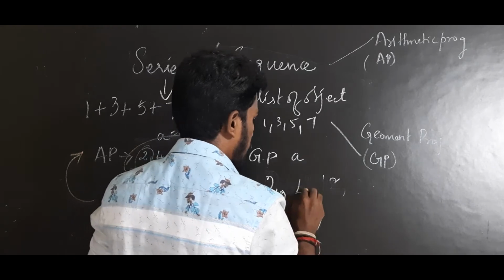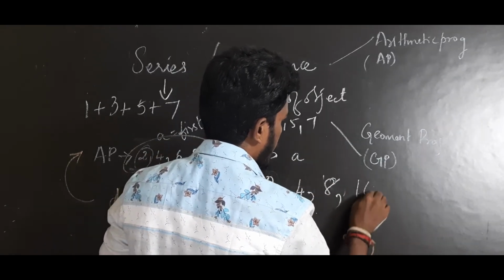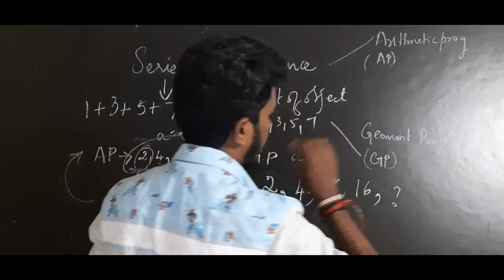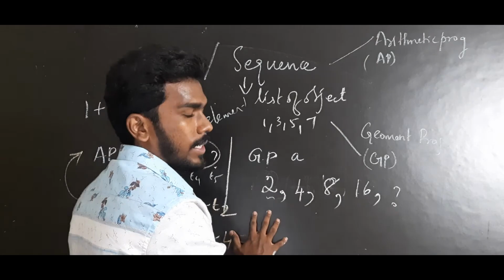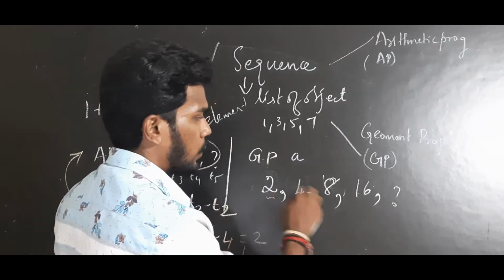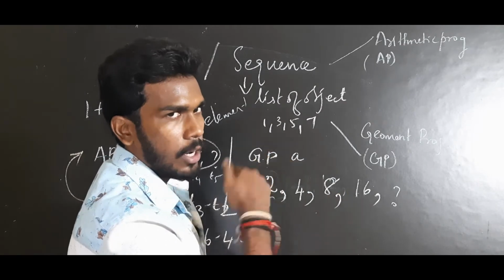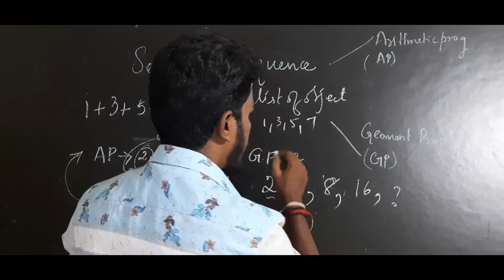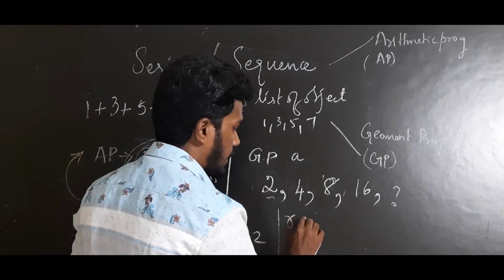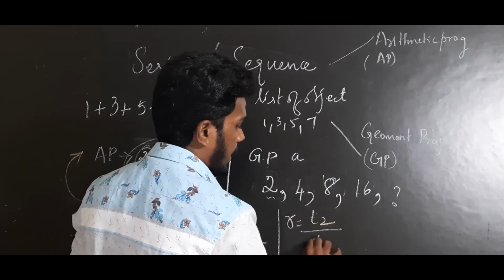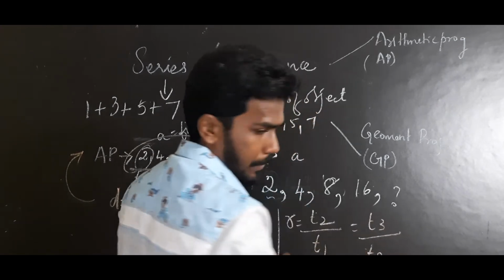2, 4, 8, 16. What will be my next term? First, you have to check whether it is in AP format. 4 minus 2 is 2. 8 minus 4 is 4. 2 and 4 are not equal. So it is not in AP format. To check whether it is in GP format, geometric progression, we have to go for a common ratio R, that is equal to T2 divided by T1, that is equal to T3 divided by T2.